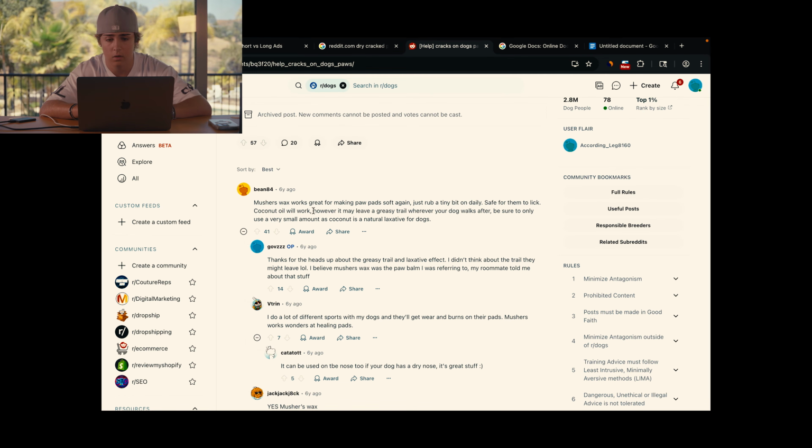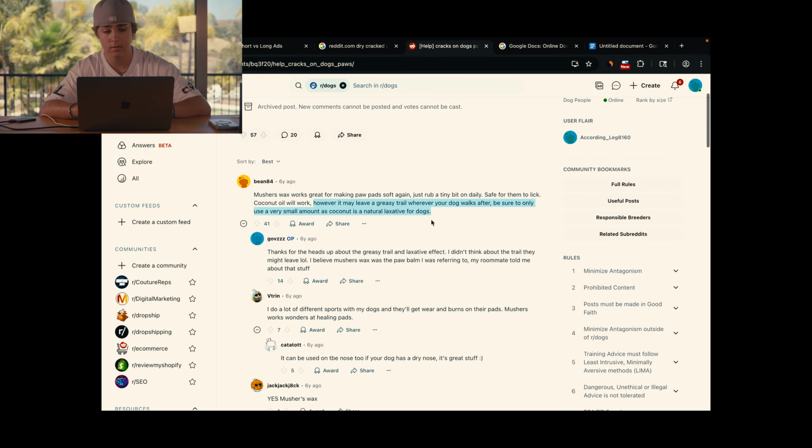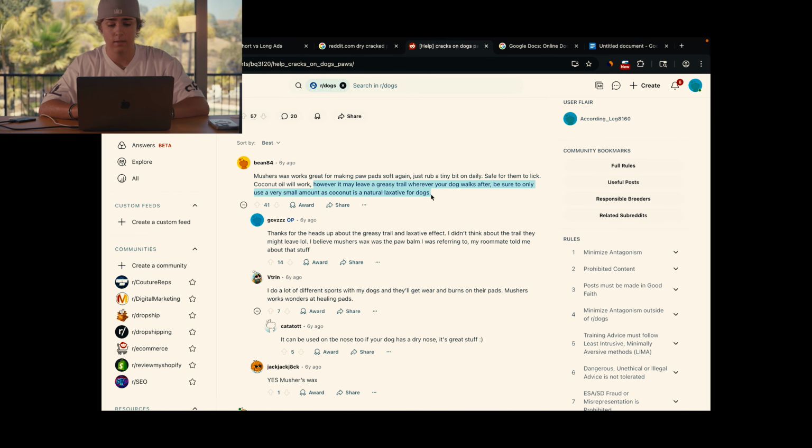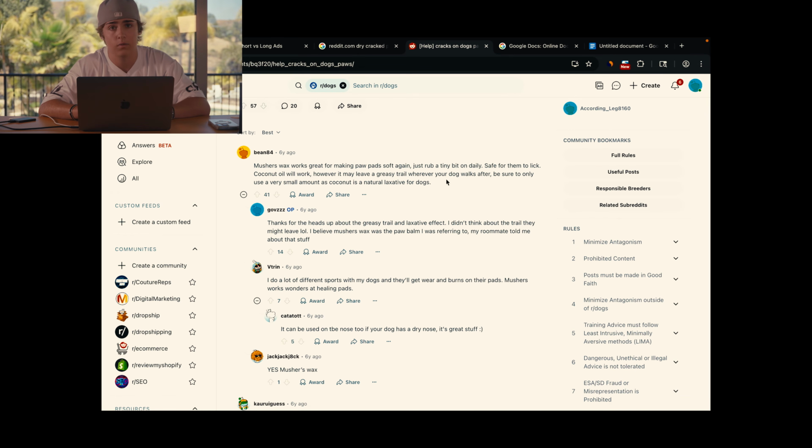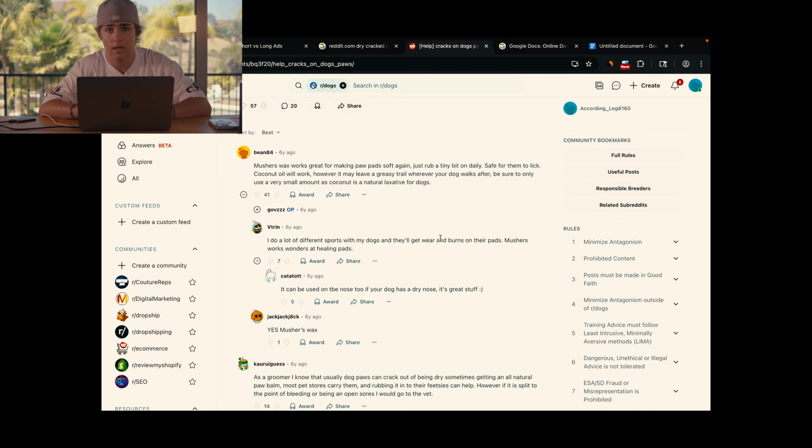And here's another one. I mean, this is all such good info. However, it may leave a greasy trail whenever your dog walks. Be sure to only use a very small amount, as coconut is a natural laxative for dogs. So here people are talking about coconut oil, which is another thing. Maybe you can find a product that actually has coconut oil in it already. But again, you can reverse engineer this and know that an objection is that these people are worried about their floors getting greasy, things like that, which again is something you could talk about. I actually ran this product, so I can tell you in our VSLs, we used the fact that our product was all natural and absorbed quick. So we said that it's not going to leave a bunch of greasy stains all over.